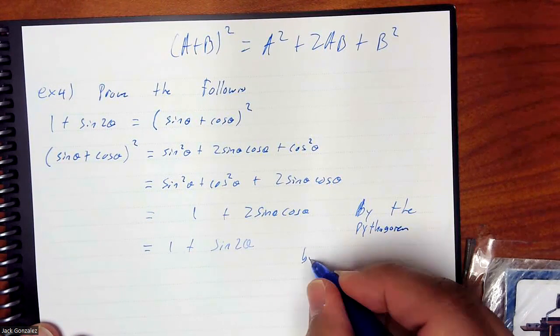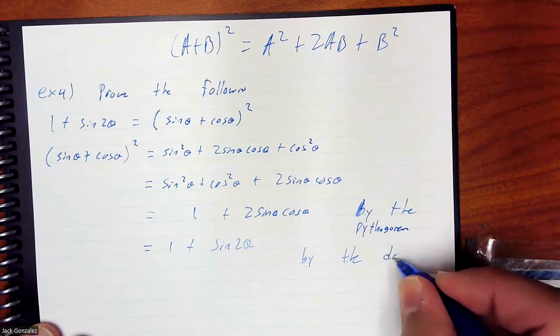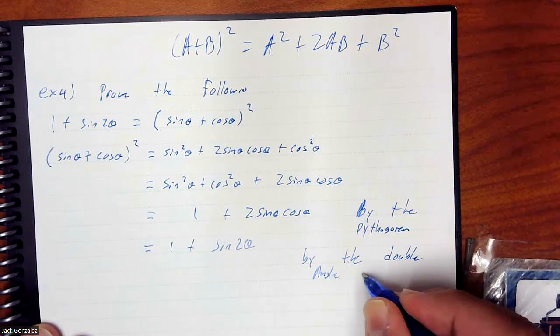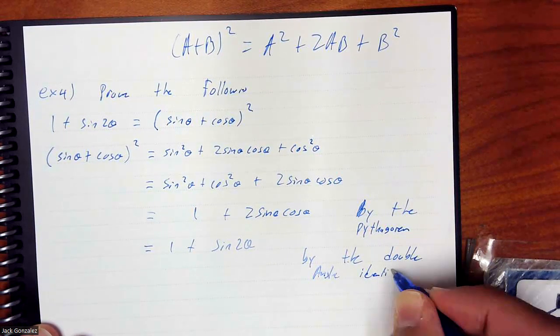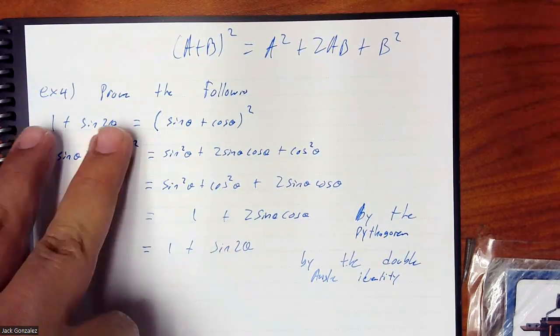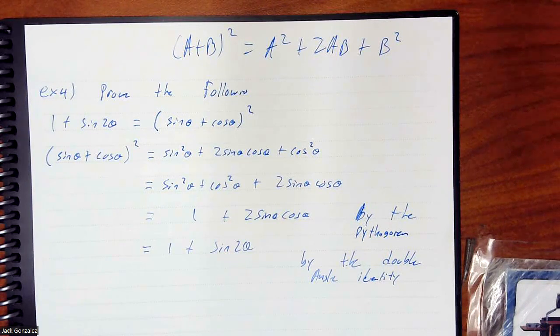This will happen by the double angle identity. And that's what we wanted to show, right? We wanted to get here. Any questions on the identities or how we got there? Is it clear?